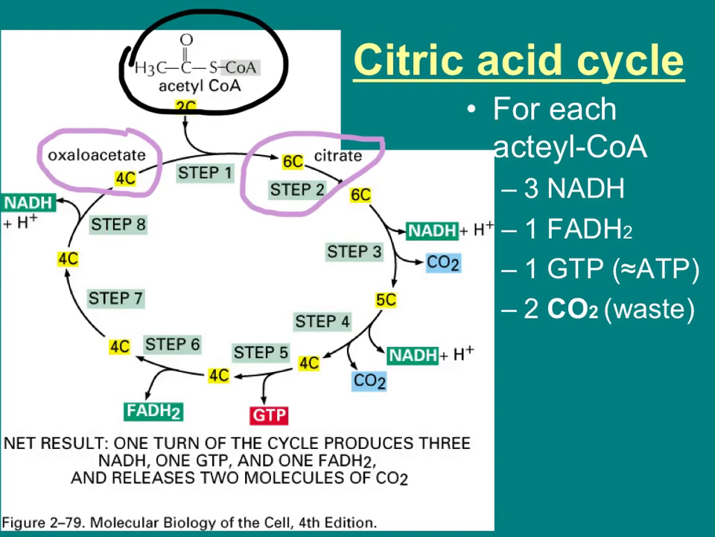Doesn't that seem redundant, backwards, whatever you want to call it? We went from a six carbon molecule to two 3-carbon molecules to two 2-carbon molecules, and now we're making another 6-carbon molecule.